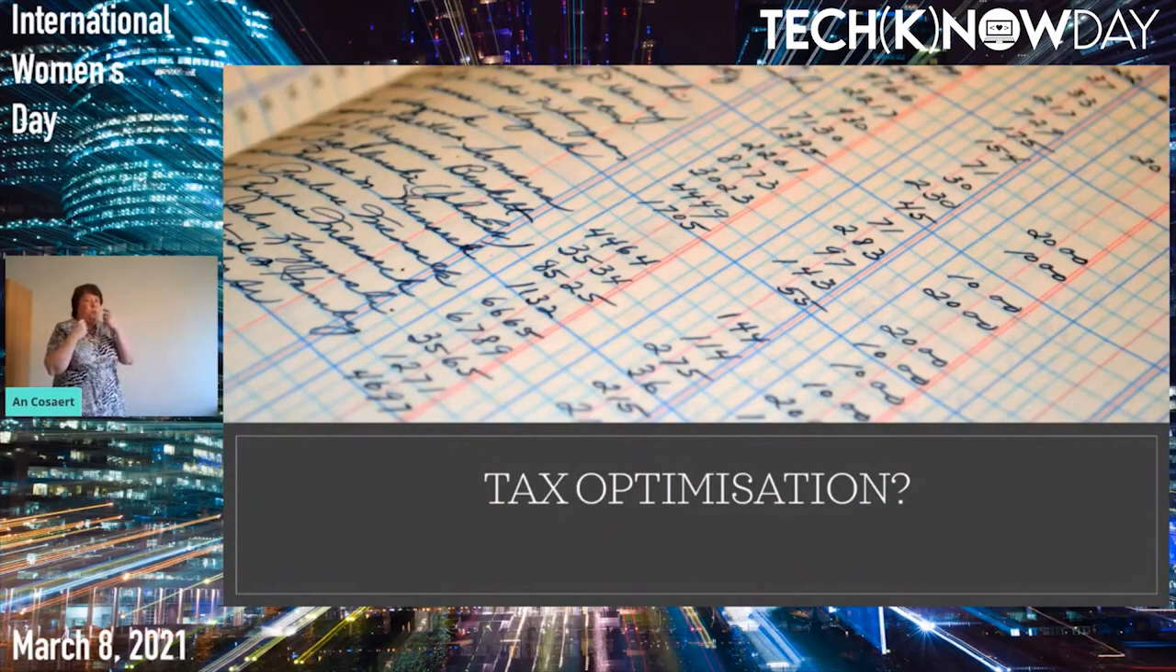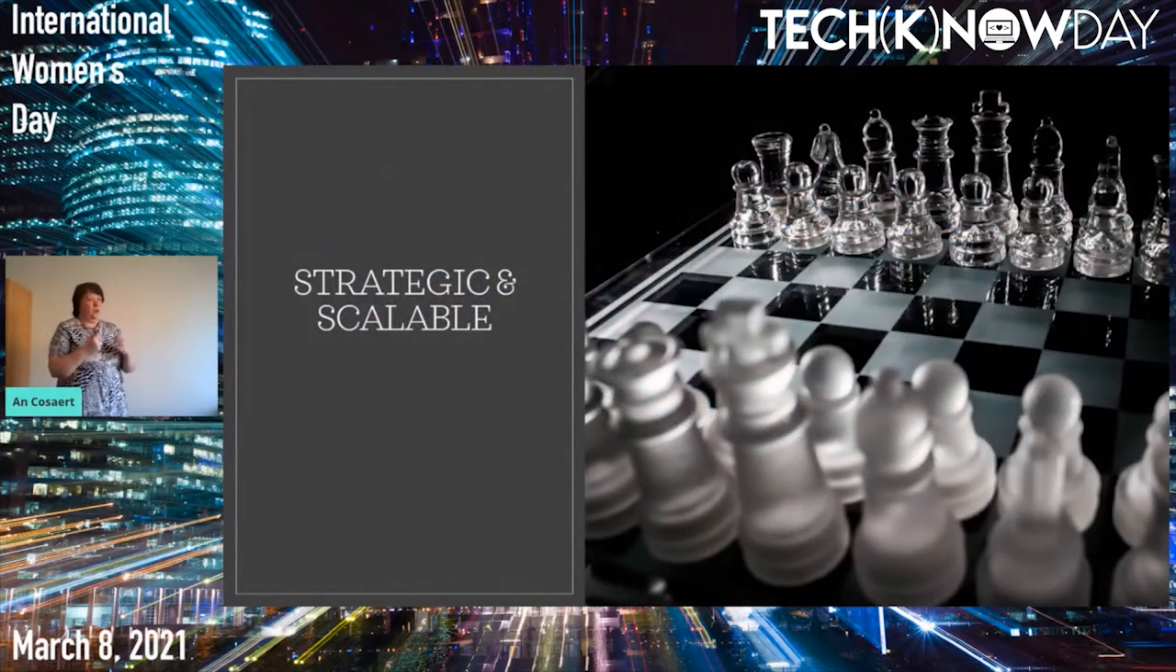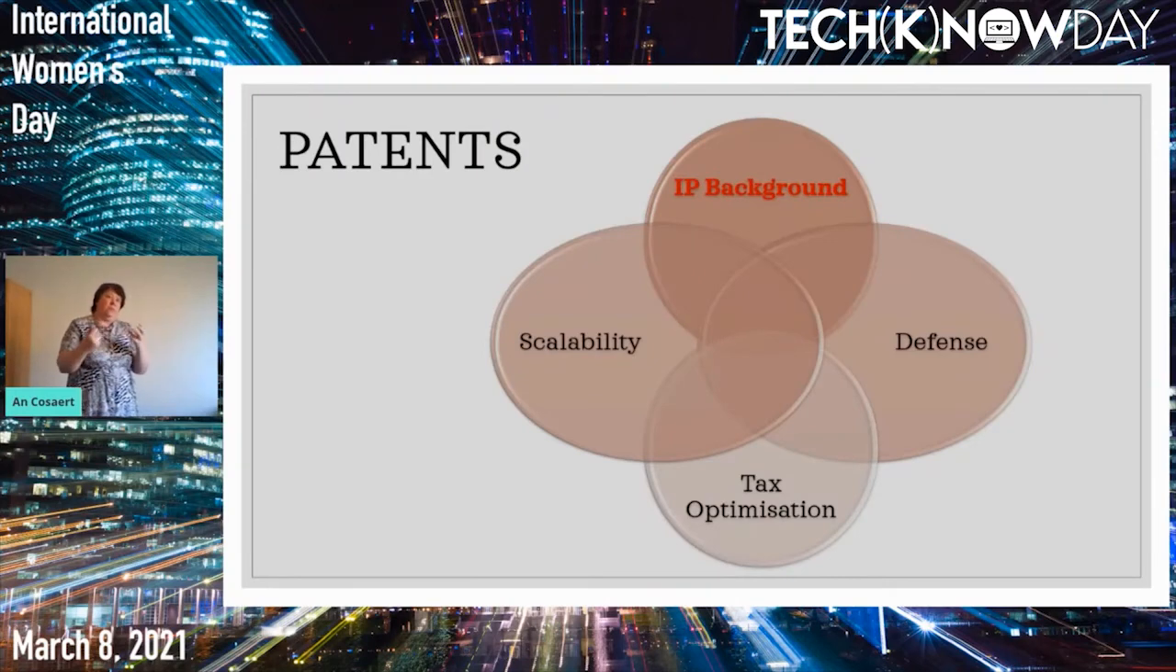That means that we need to be sure that we get a refund. In Belgium we have a tax system where we get an 80% reduction on taxes whenever we have an income based on patents. But most important, do we need a patent that helps us to be strategic and scalable? So for me, if you need to decide about patents, it's a balance between the IP background, the freedom to operate, the scalability, the link with your business model, and some elements of tax optimization and defense.